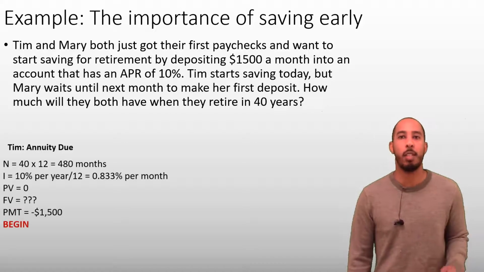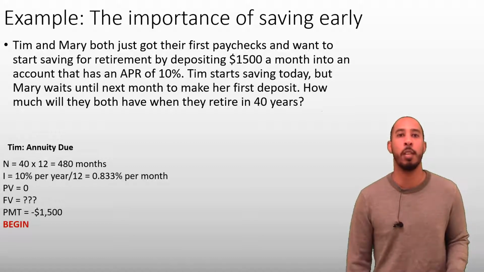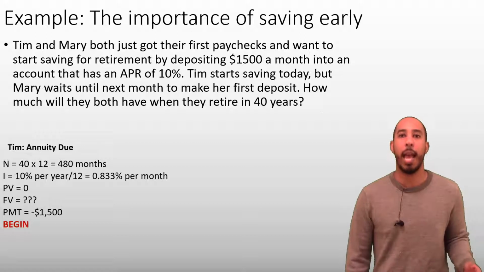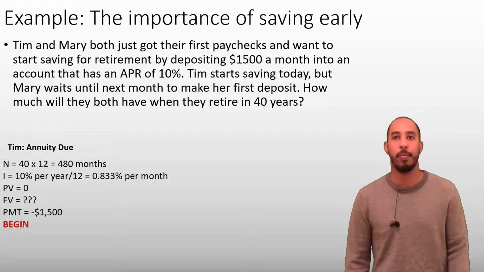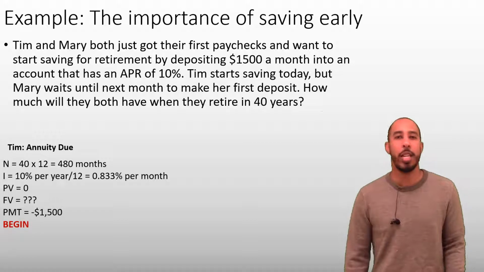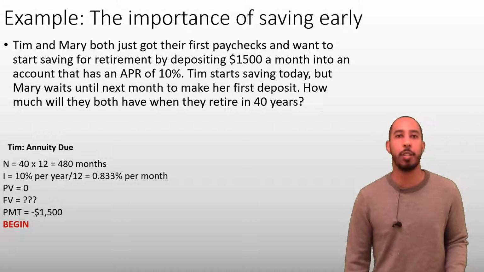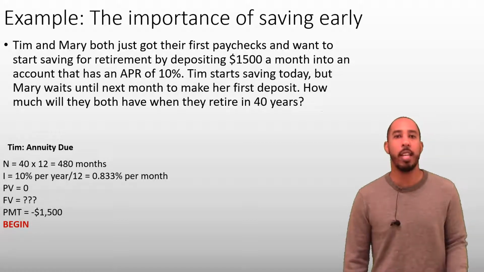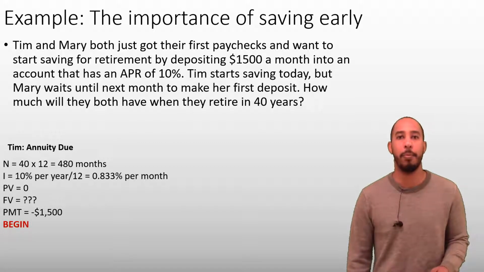Well, let's work out Tim's situation first. His situation can be valued using an annuity due since his first deposit will occur today. And we're trying to find the future value. How much will he have in the account in the future? N is going to be 480 months. That's 40 years times 12 months a year. So 480 monthly deposits. We need a corresponding monthly interest rate. So we'll take that 10% APR and divide it by 12, giving us 0.833% per month.